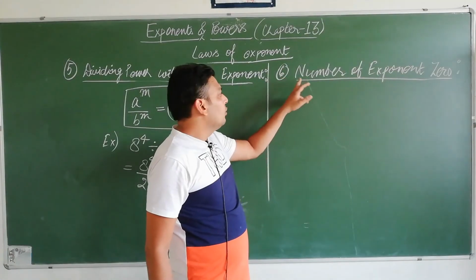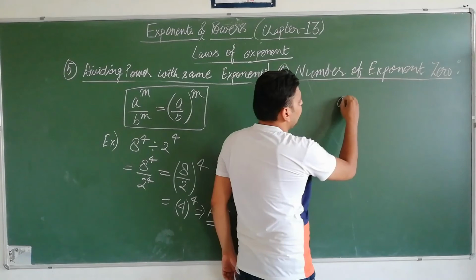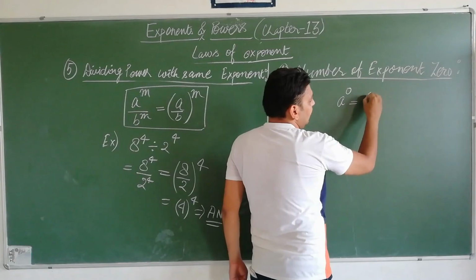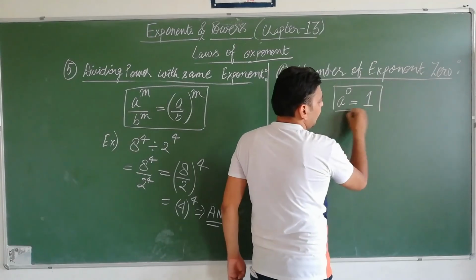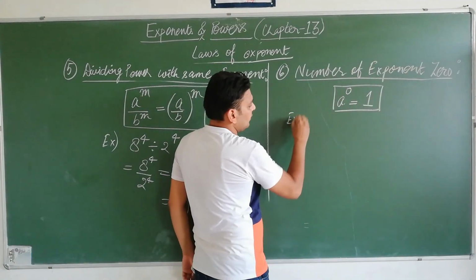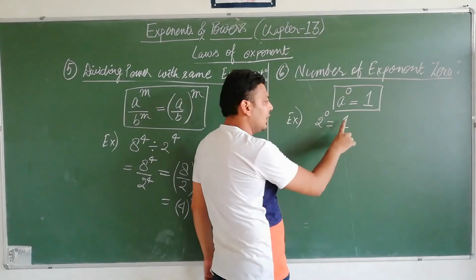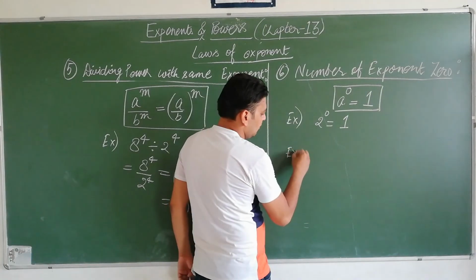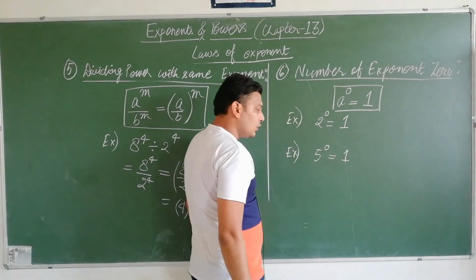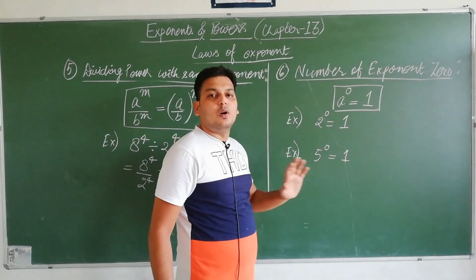Now moving to the sixth law, which says the number with exponent 0. Suppose a number has exponent 0 or power 0, a to the power 0, then it will be 1. Okay. Any number having power 0 will be 1. For example, 2 to the power 0 is none other than 1, or 5 to the power 0 is also 1. So for any number we write in the base, if the power is 0, the result will be 1.